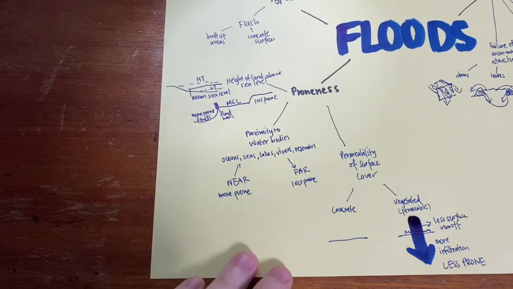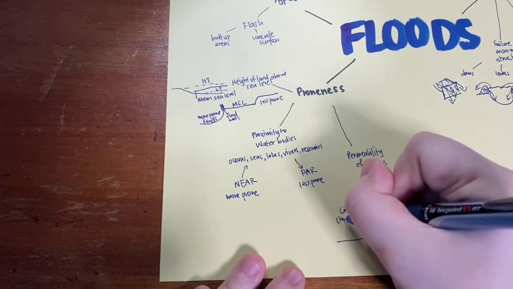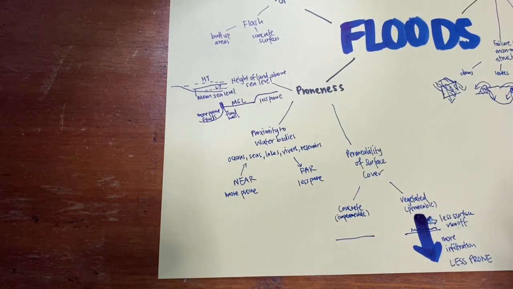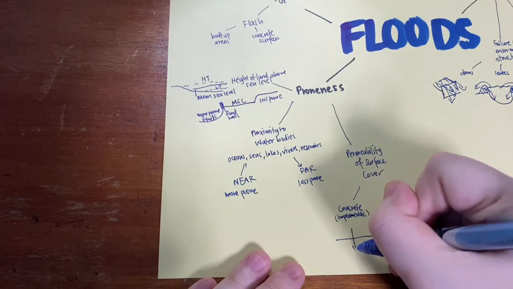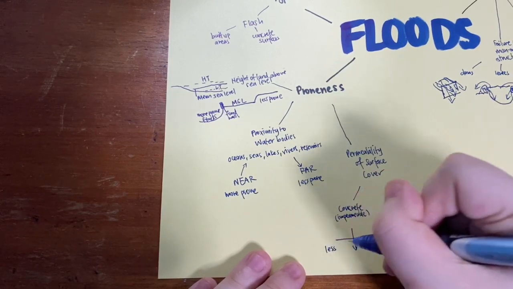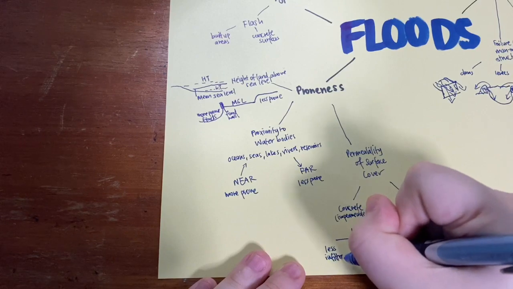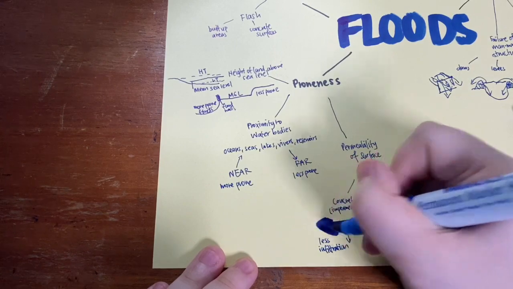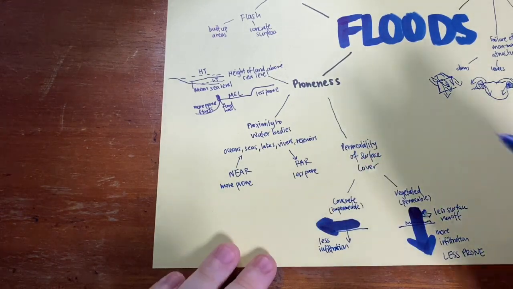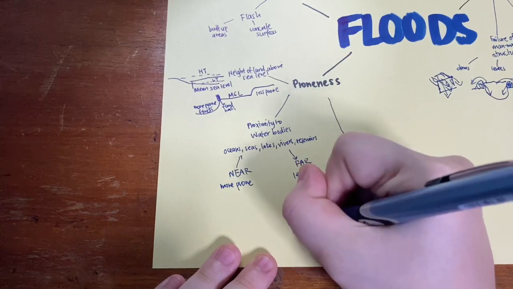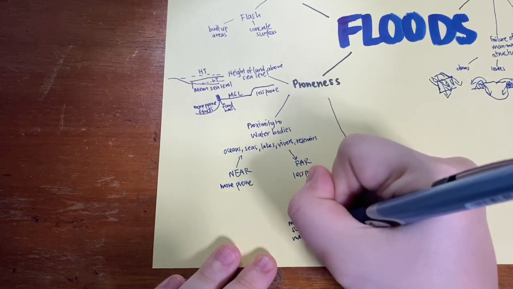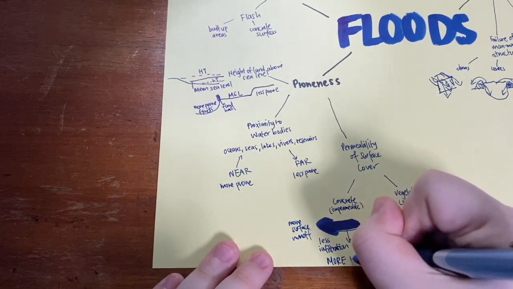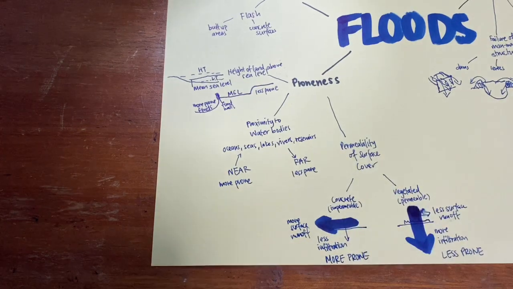Now, for concrete surfaces, it is impermeable or less permeable. And what happens is that there will be less infiltration and there will be more surface runoff. Which means that it will be more prone to floods.